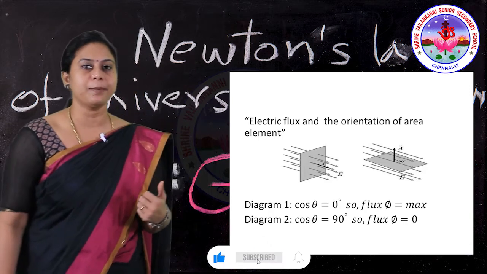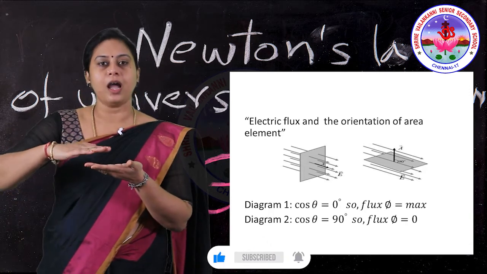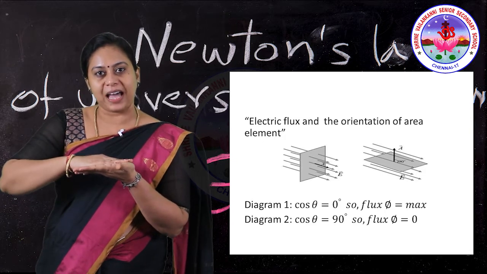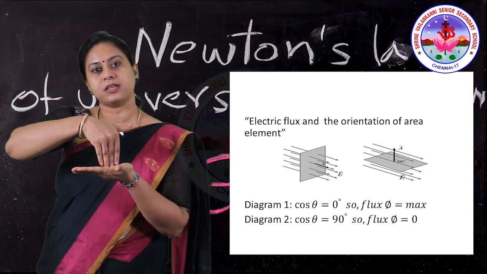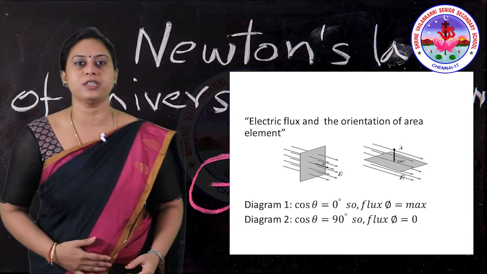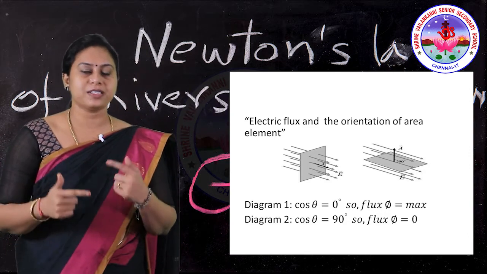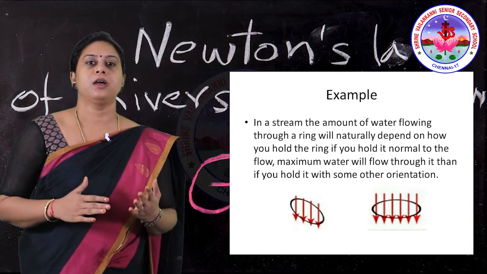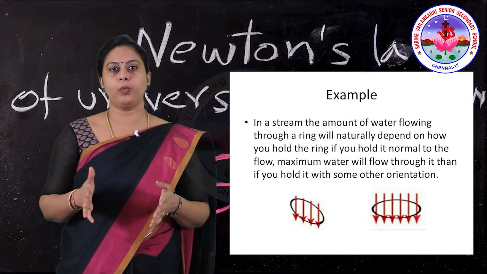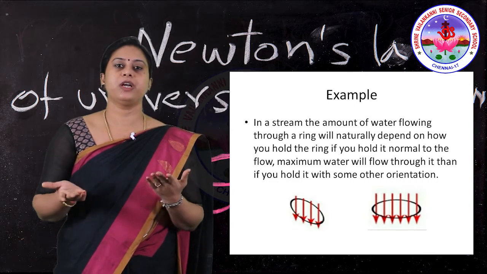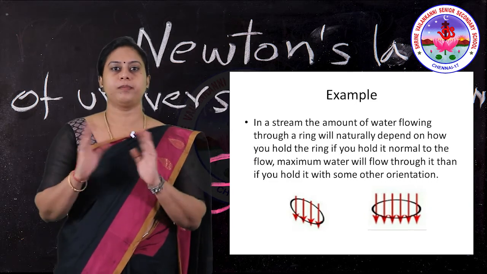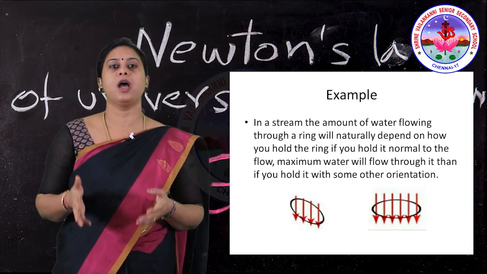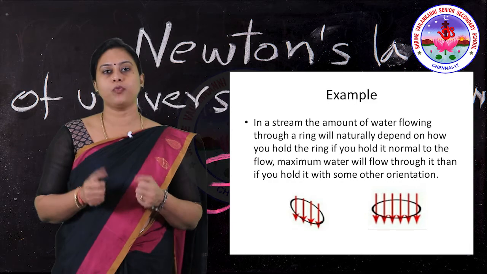Whereas see the next diagram. There the area and the electric field lines are parallel. If parallel, it will create the angle which is 90 degrees. So cos 90 is 0. You may understand more clearly with another example. In a stream, the amount of water flowing through a ring depends on how you hold the ring. If you hold the ring normal to the flow of water, you may get the maximum amount of water flow through that.